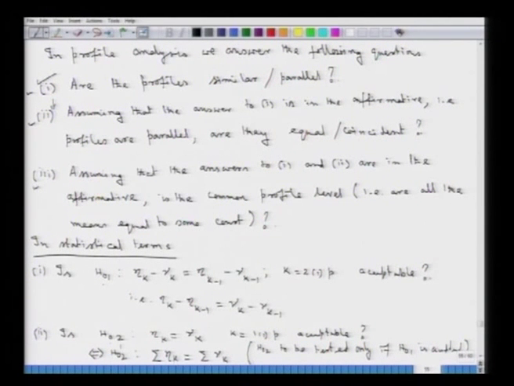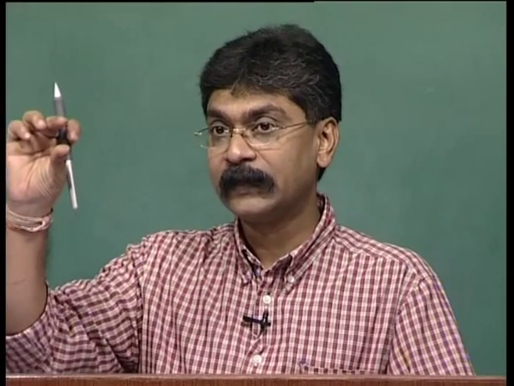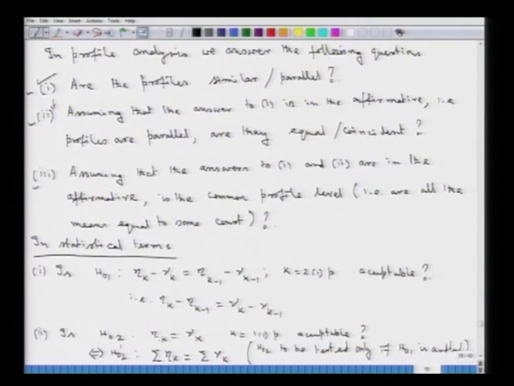So, if at the first stage H naught 1 is rejected, that is, we say that the two profiles are not similar or parallel, then we will not proceed further for testing H naught 2. Now, under the situation that H naught 1 is accepted and all these differences that we were talking about, which actually lead us to parallelity acceptance of the profiles, those differences being equal, this hypothesis that eta k equals nu k would be equivalent to summation of eta k being equal to summation of nu k. So, this is basically going to take care of this particular type of question. This statistical hypothesis H naught 2 is going to take care of question number 2.